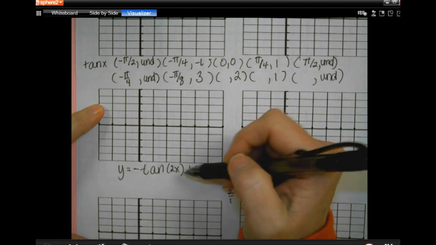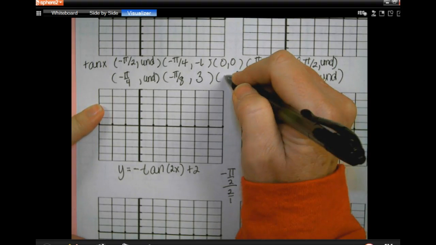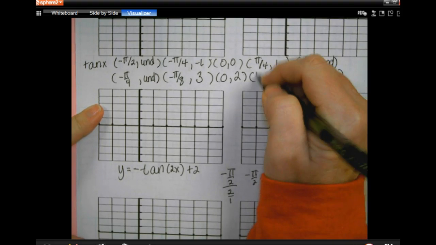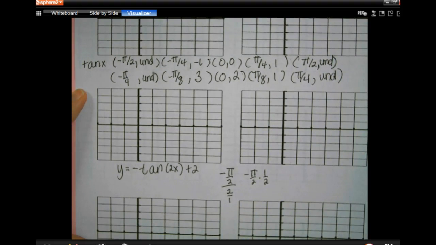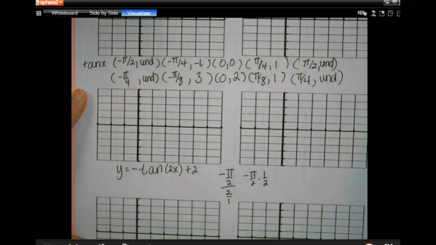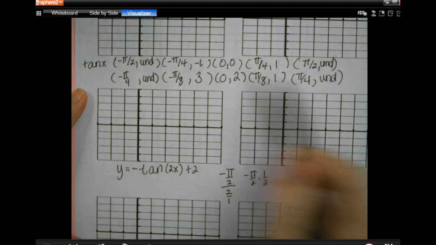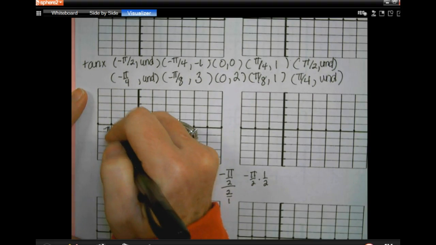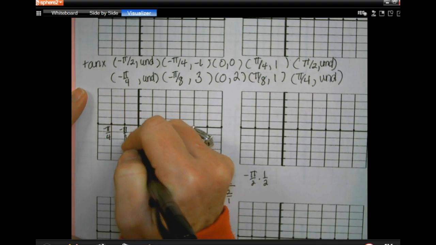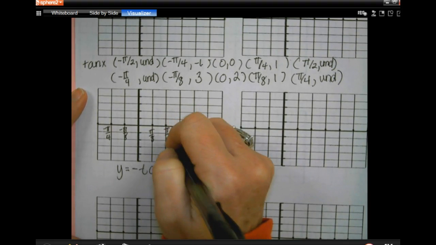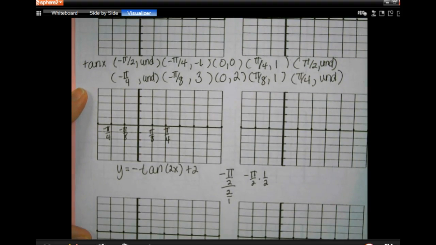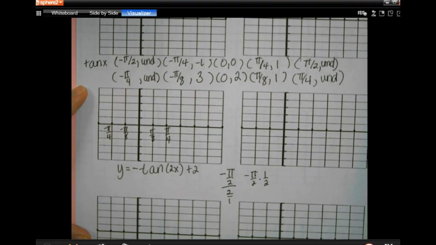So 0 divided by 2 is 0. Pi over 4 becomes pi over 8. Pi over 2 becomes pi over 4. So I'm going to take the bottom down here. This is going to be my minus pi over 4, minus pi over 8, 0, pi over 8, and pi over 4. That's what I never know how to do. There's 5 points, and I just wrote them down right in order.